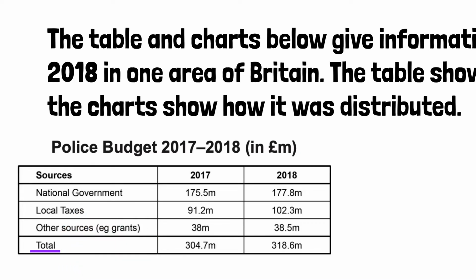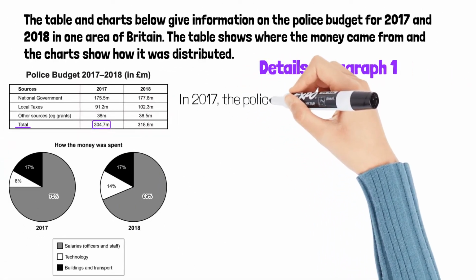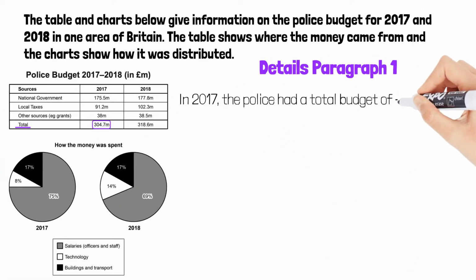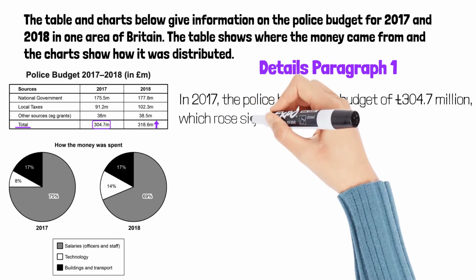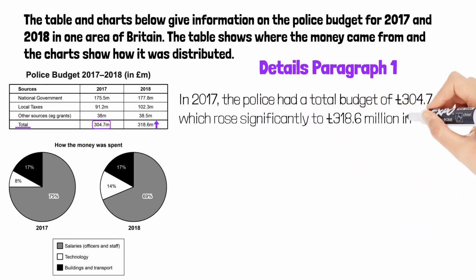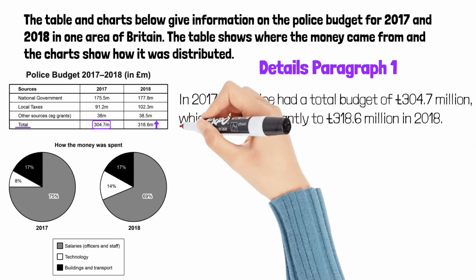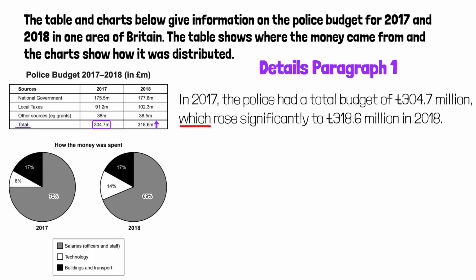So instead of saying it increased from X to Y, we can first report the first number. In 2017, the place had a total budget of X million pounds. Next, I will move on to describe the increase, which rose significantly to Y million pounds in 2018. Here, I used the which clause to describe the increase.